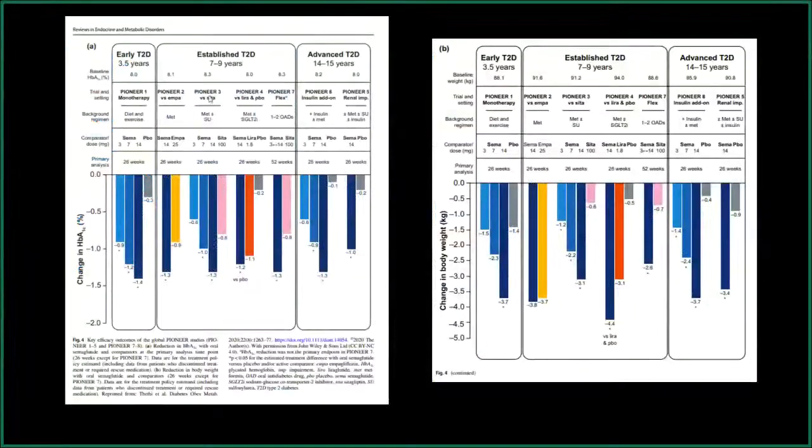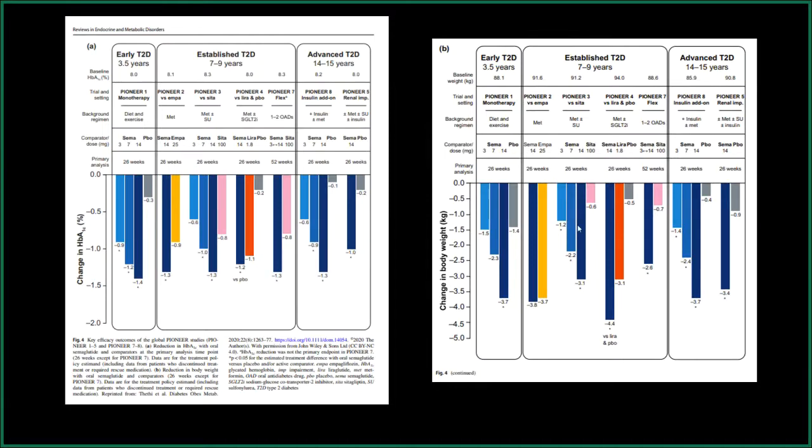So these are different studies, and you can see here that these are the PIONEER studies: 1, 2, 3, 4, 7, 8, 5. This is for early diabetes, established diabetes, and advanced diabetes. You can see the different doses and what the response is going to be. So in a wide range of situations, at different stages of diabetes, it causes a significant reduction in hemoglobin A1C, ranging anywhere from 0.9 to 1.4.